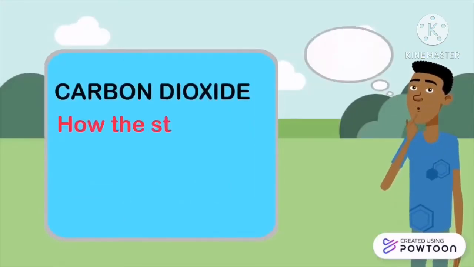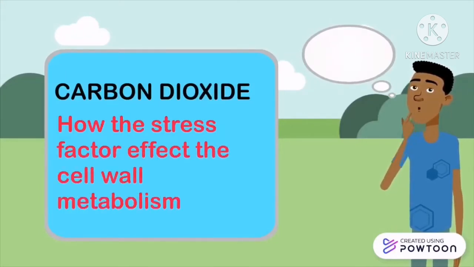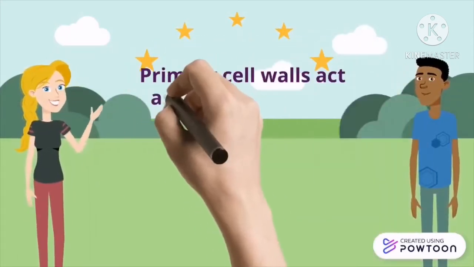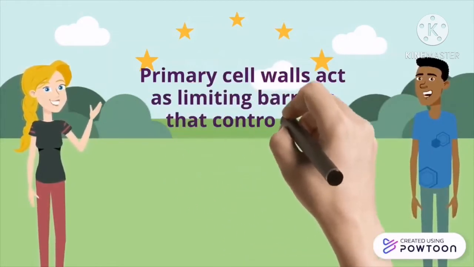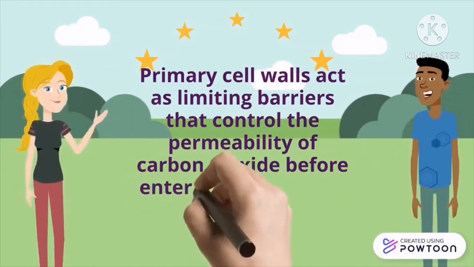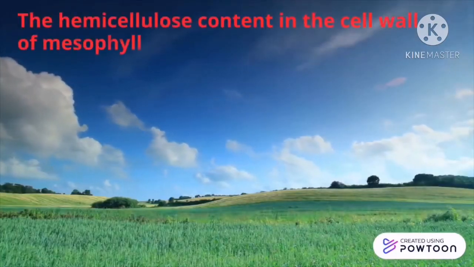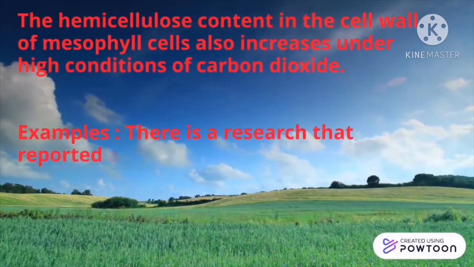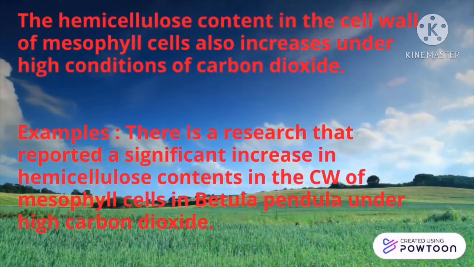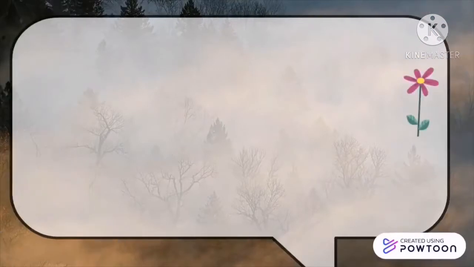Thank you, Kang, for the explanation. So now I'm going to continue explaining how the stress factor, to be exact carbon dioxide, affects cell wall metabolism. The main concept here is that the primary cell wall acts as the limiting barrier that controls permeability of carbon dioxide before entering the palisade layer or the cells. The next one is that the hemicellulose content in the cell wall of mesophyll cells increases under high carbon dioxide. The example is research on the plant Betula pendula, or silver birch.